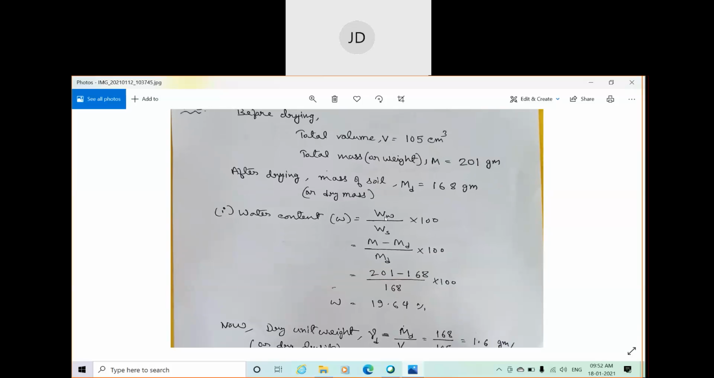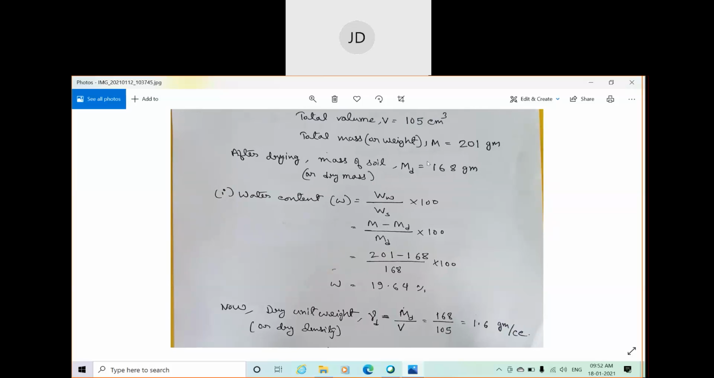So mass of water, how can you find the mass of water? Total mass minus mass of solid, that is dry mass after oven drying, divided by mass of solid. The MD, suppose, is the symbol used in this particular problem. So 201 minus 168 will give you the weight of water, and below it 168, that is your dry mass of solid, simply multiply by 100. By solving this, you will get the moisture content or water content as 19.64 percent.